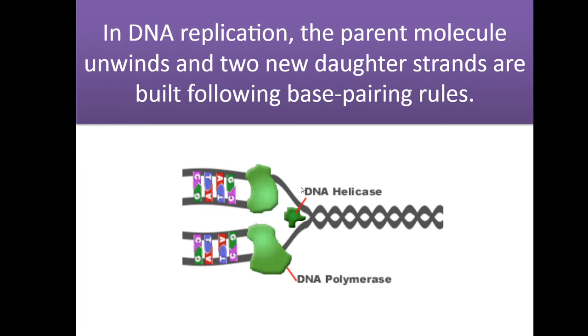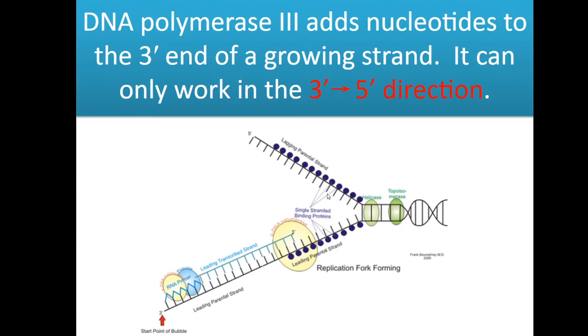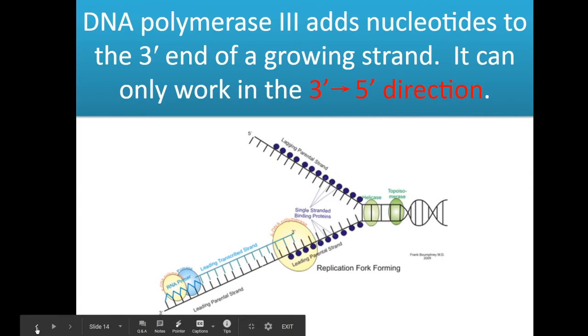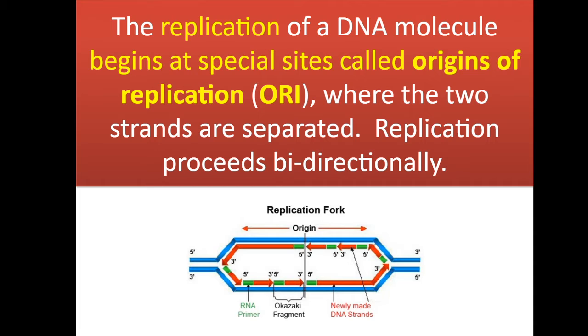All right, so we talked about our origins of replication, and hopefully this is pretty familiar. Remember, the replication fork is going to form, and for most organisms, you're going to have lots of replication forks all over on a strand of DNA. So if we look at the DNA that makes up one of our chromosomes, we might have 10 or 20 or 30,000 different replication forks on there where we can start the process of replication.